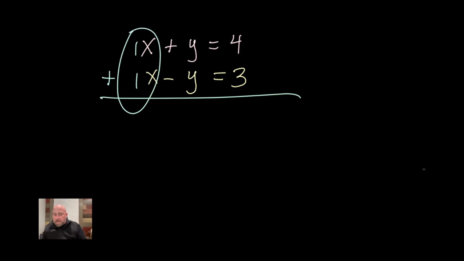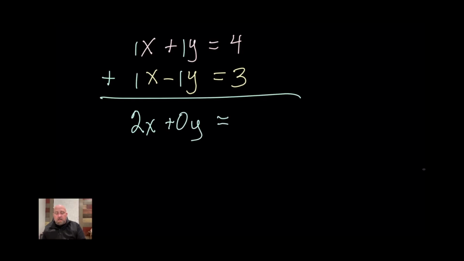So what do we get when we add 1x and 1x? We get 1 plus 1 is 2, 2x. And then right here, we have a plus 1y, and then we have a minus 1y. Remember, if there's no number in front of it, that's not a 0. That's always a 1. That's really important to remember in algebra. Okay, and so what happens here, if I have 1 and you take 1 away from me, then I have 0. So I have 0y, so plus 0y equals, and then we're just going to add these.